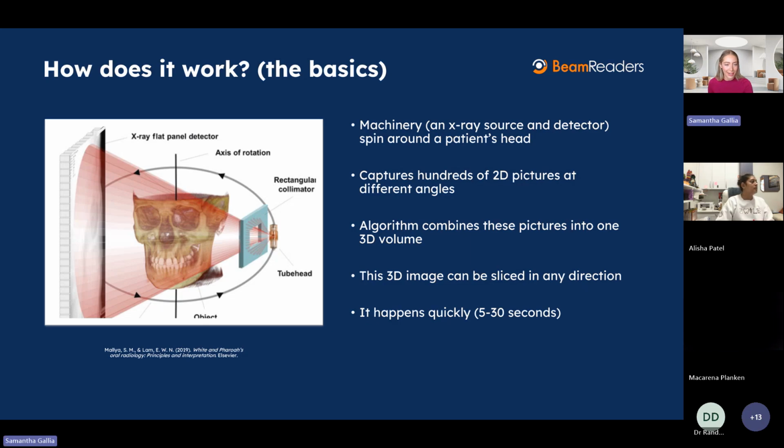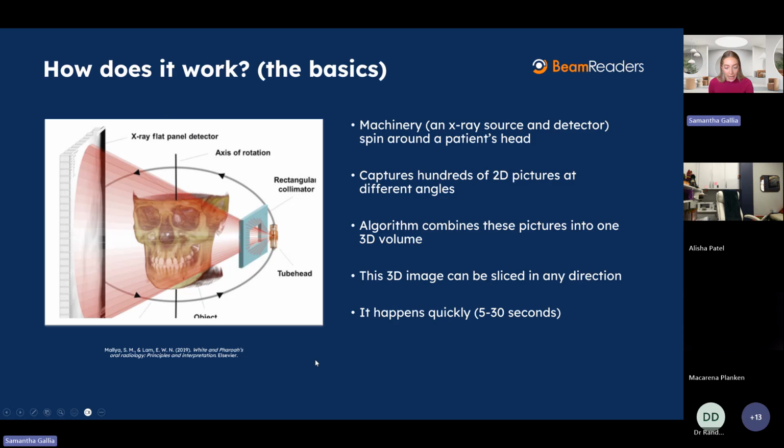So how does it work? I know this is kind of the boring part. I'm going to try to not get into the weeds too far. I'm just going to give you the information that I feel is imperative for you to comfortably know what's actually going on when you take a CBCT. So this is a really great diagram. It's from one of our favorite textbooks of 3D imaging, White and Farrow. And a little rundown of what's going on here.